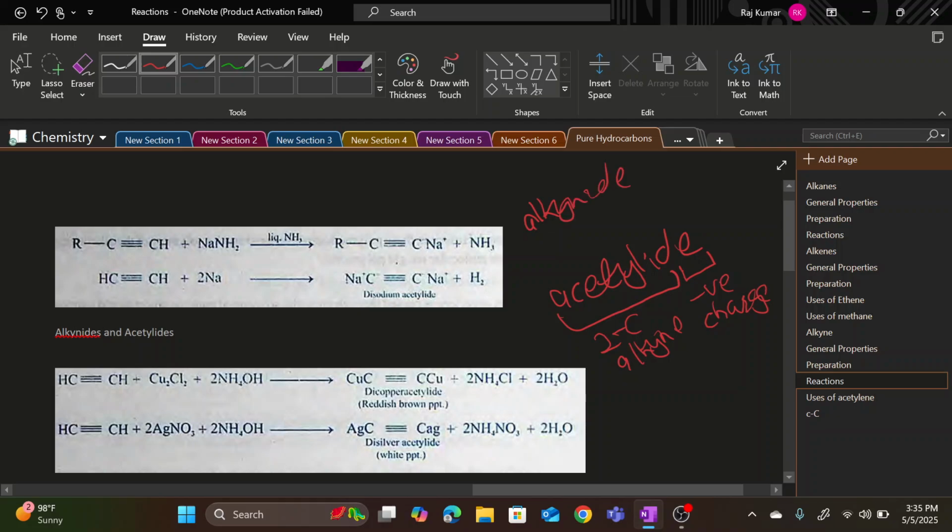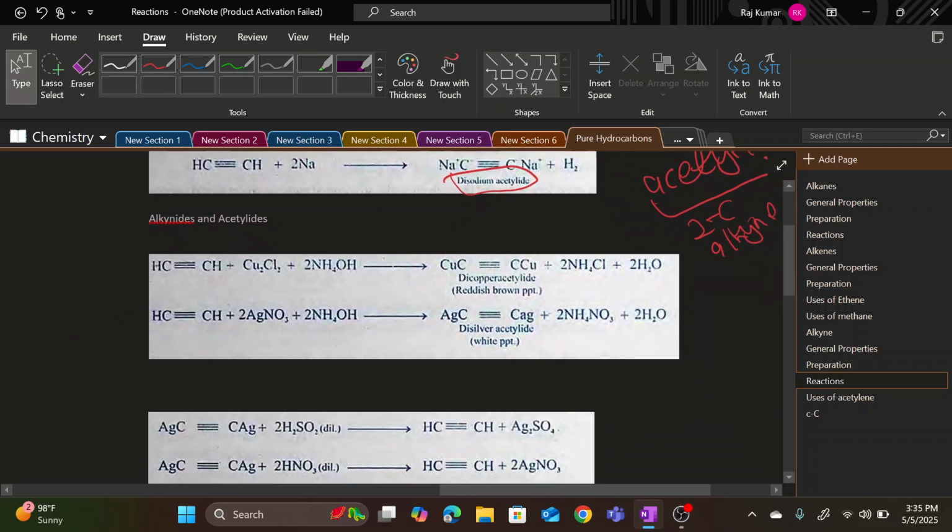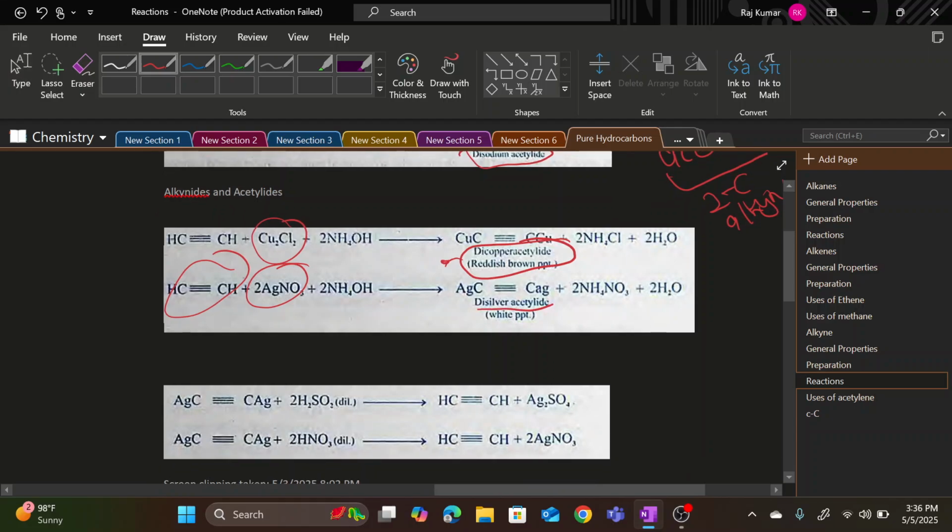So in this case, let's say we take an unsymmetrical hydrocarbon and put sodium amide in liquid ammonia, and we actually get disodium acetylide salt. Likewise, if we take an ammoniacal solution in which we put cuprous chloride, then we get dicopper acetylide, and that is a salt actually. And when we react silver nitrate with acetylene, it will produce disilver acetylide. These are the neutralization reactions that happen.